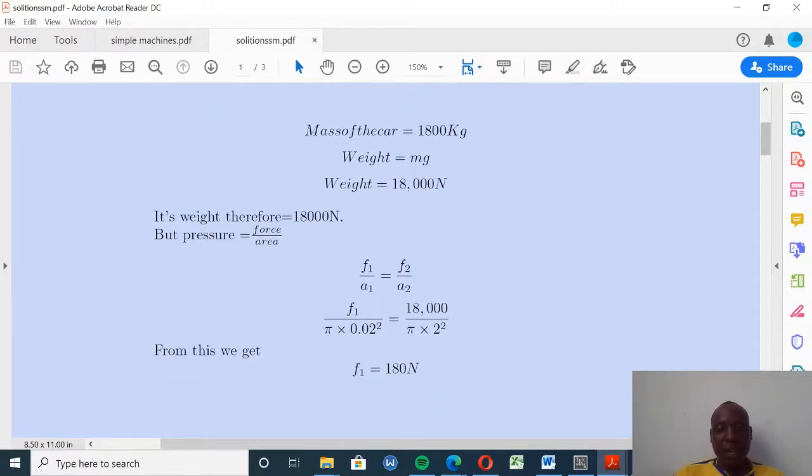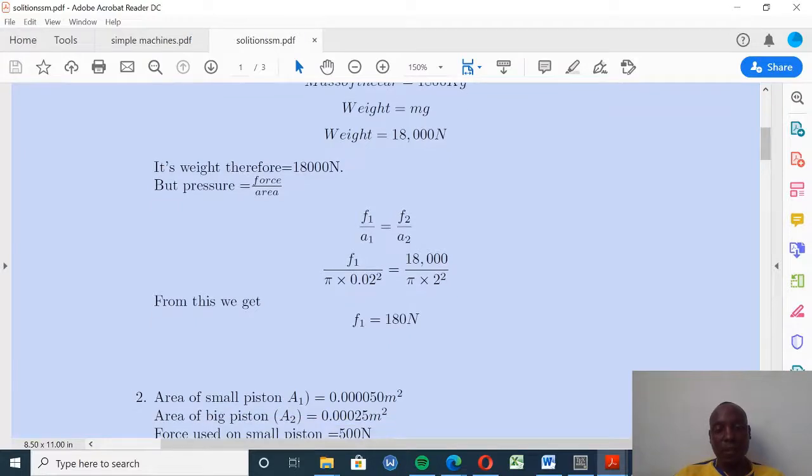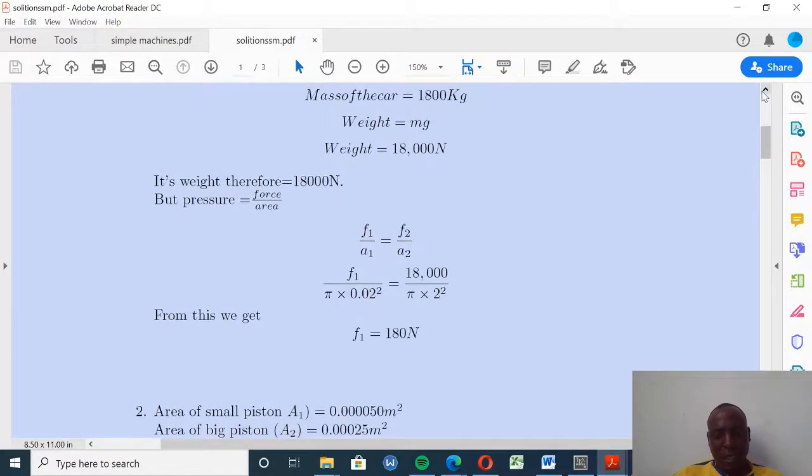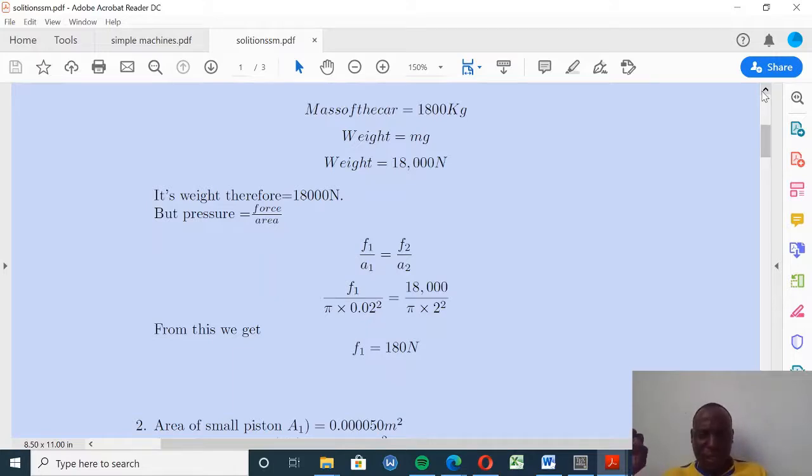So the weight here is 18,000 newtons. But what are we looking for? We are looking for the force that is applied on the small piston, such that a car of weight 18,000 newtons can be lifted on the bigger piston, whose radius is equal to 2 meters. Okay, so we know that the pressure is equal.